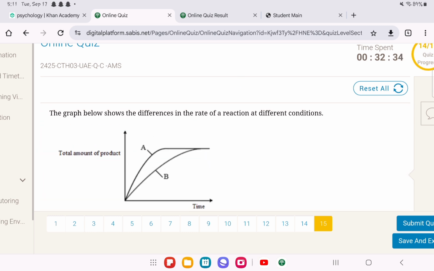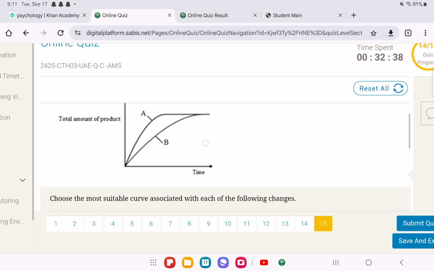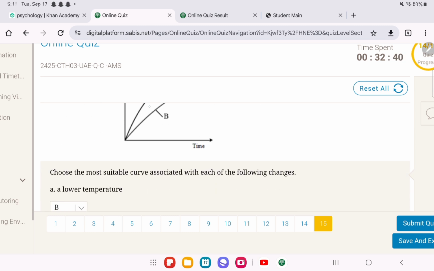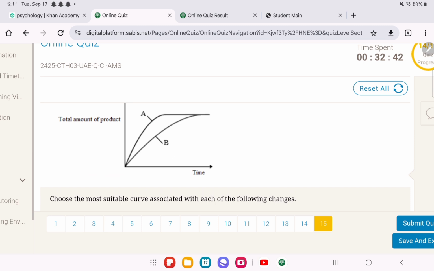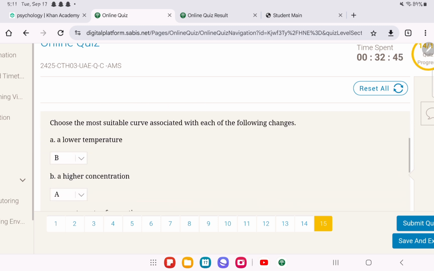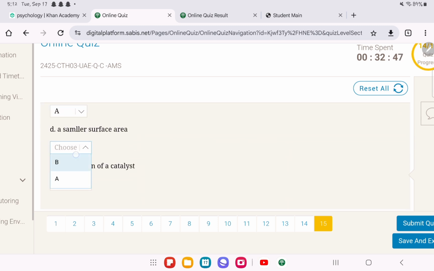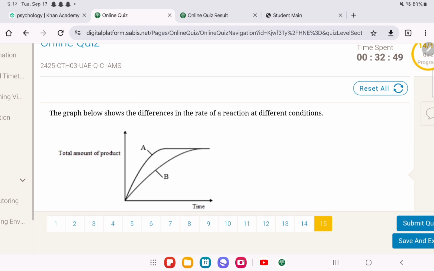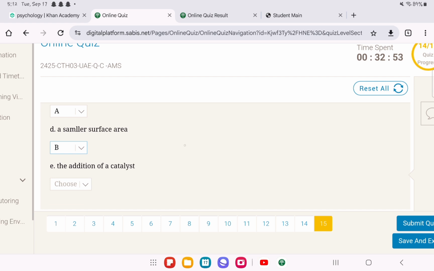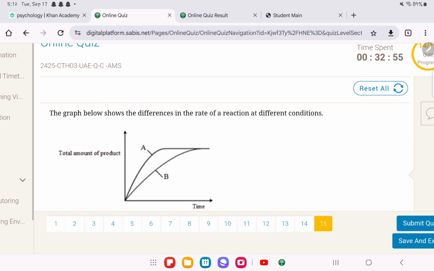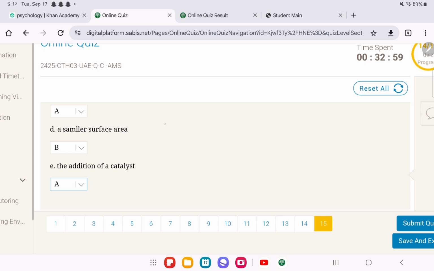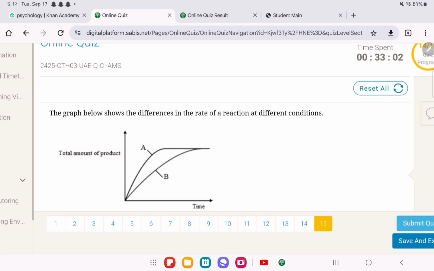A smaller surface area. Now, the collisions will not be as successful if the surface area is smaller. So definitely the rate will decrease, and B has a decreased slope. So B is for this one. And the addition of a catalyst. The addition of a catalyst will speed up the reaction. So then, it's definitely going to increase the rate, which will increase the slope. So A is the addition of a catalyst. Let's submit and see.